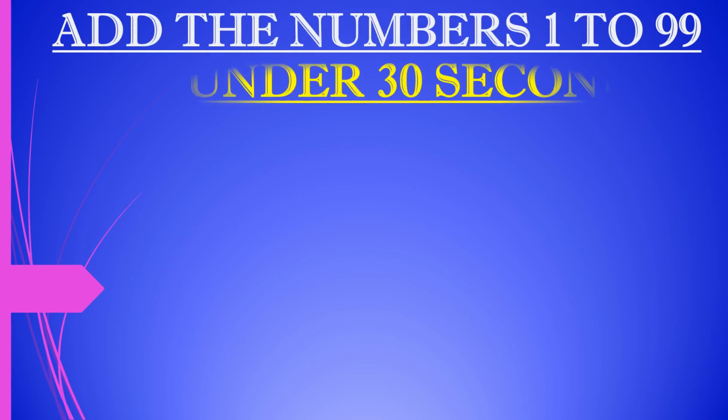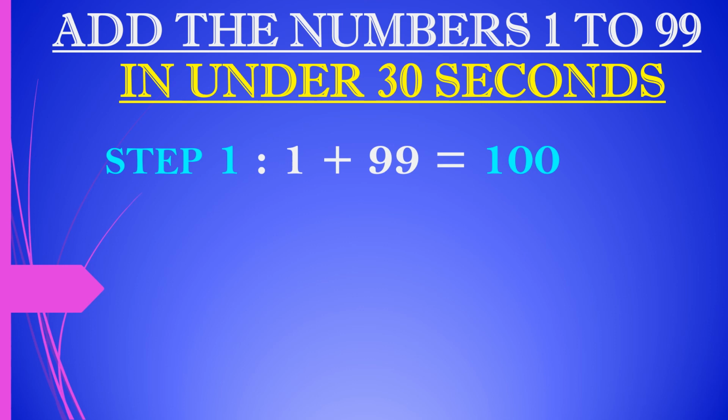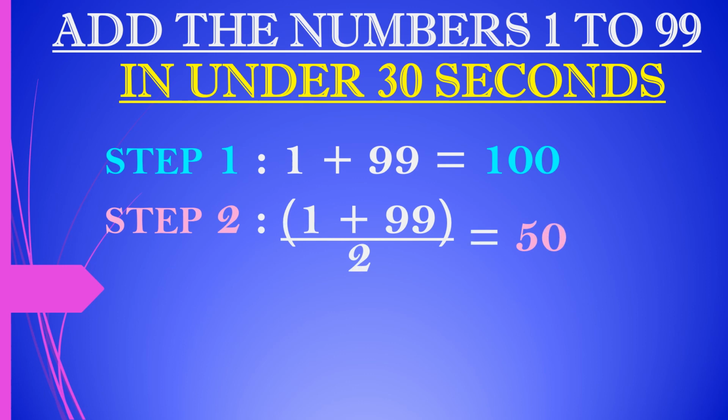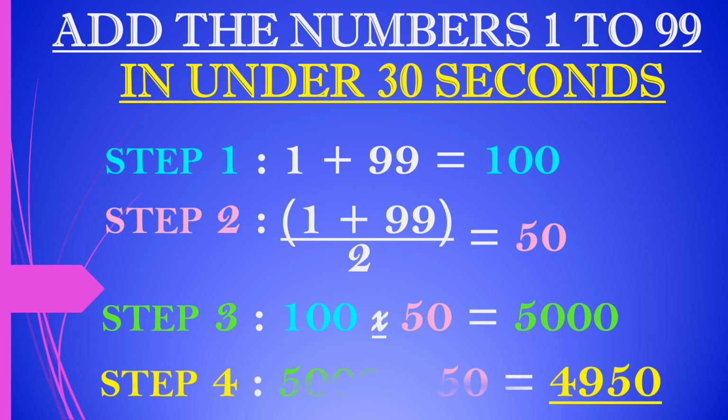Let's implement the four-step methodology in calculating the sum of the sequence of numbers extending from 1 to 99 inclusive in under 30 seconds. Step 1. Summation of the first number and the last number. 1 plus 99 equals 100. Step 2. The average of the first number and the last number. 100 divided by 2 equals 50. Step 3. The product between 100 and 50 is 5,000. Step 4. Subtracting 50 from 5,000 yields a total of 4,950. We successfully computed the sum of the sequence of numbers extending from 1 to 99 inclusive in under 30 seconds through 4 simple steps.